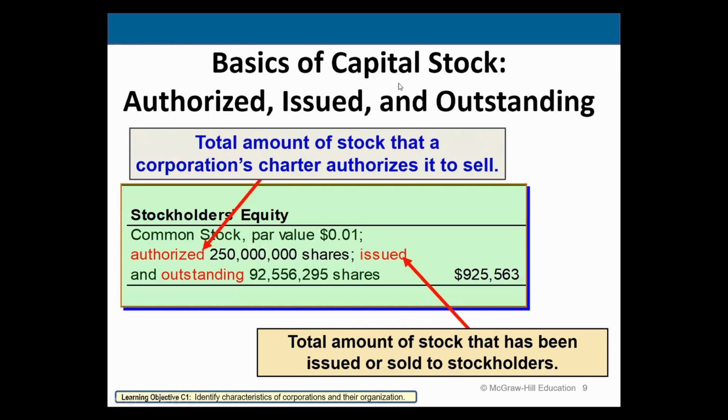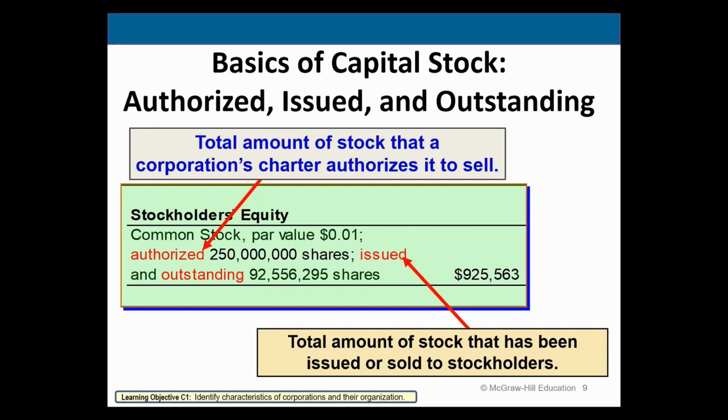Now, the basics of common stock: authorized, issued, and outstanding. So common stock, or capital stock, excuse me, is a phrase for any share issued to obtain capital, which is owner financing. This section introduces terminology and accounting for capital stock.